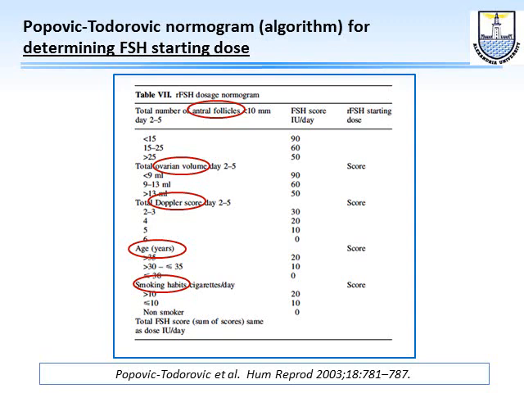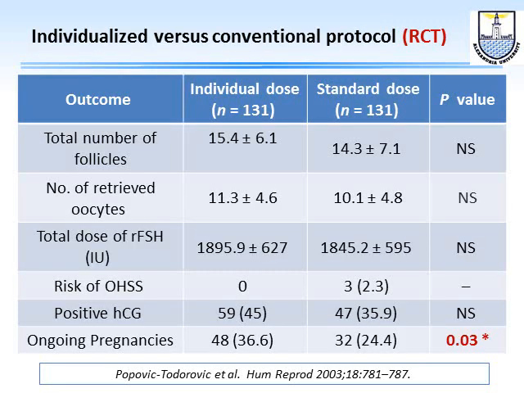Now, this is the Popovic-Todorovic nomogram, and again, what she did with her colleagues is to combine antral follicles, ovarian volume, Doppler score, age, and smoking habits, but the answer is that there was no change in the total number of follicles, number of retrieved oocytes, total dose of FSH, or the risk of ovarian hyperstimulation syndrome. They said that the ongoing pregnancy rate was increased when you use your individual dose, and this is the result just above the p-value. But let's see if their results could be confirmed.